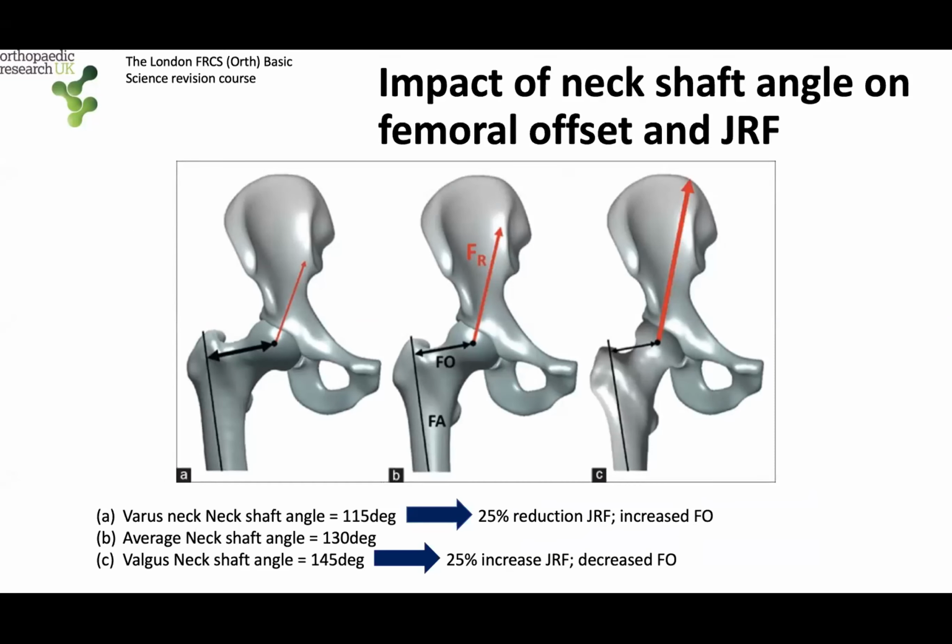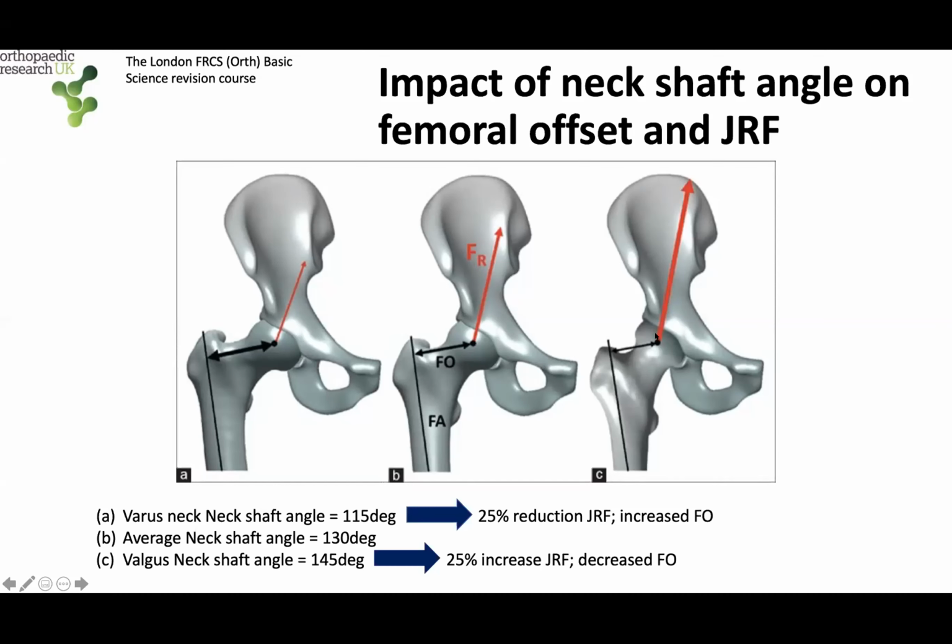Now we move on to the effect of what happens when you have a different type of either varus or valgus neck shaft angle, okay? So a varus neck shaft angle is 115 degrees. You can see here, it's almost sort of 90 degrees. That's a varus neck. The average neck shaft angle in most people is 130 degrees. So remember, the neck shaft angle is the angle between that line and the line of axis. So it's this angle here, okay? And then here you can see that's 130 degrees if you draw a line like that.